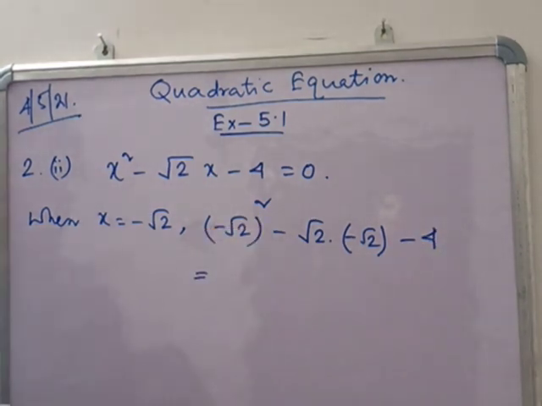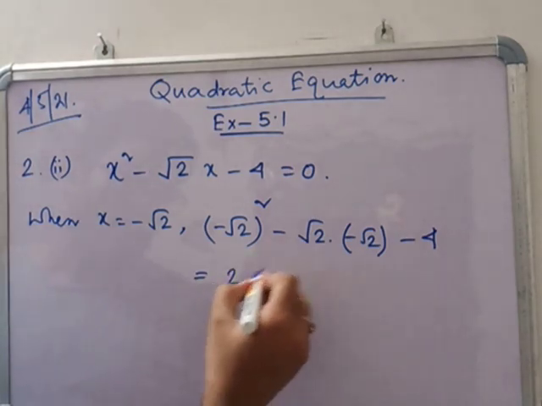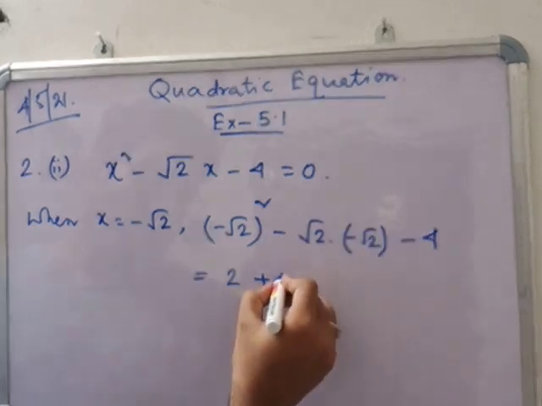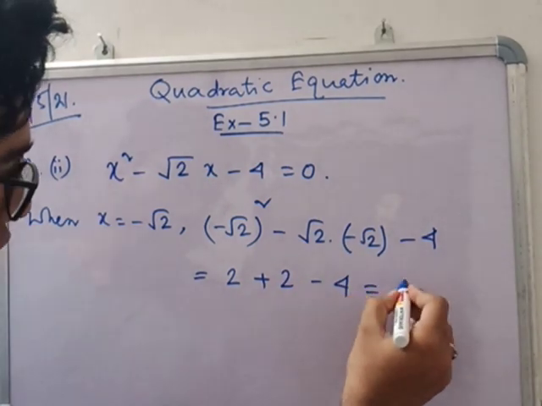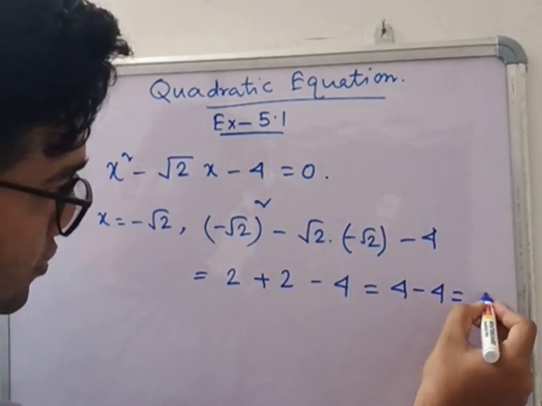Minus root 2 square, that means 2. Root 2 square means 2, minus square means plus. So this is 2. Minus and minus is plus. Root 2 into root 2 is 2. Minus 4. So 4 minus 4 equals 0.